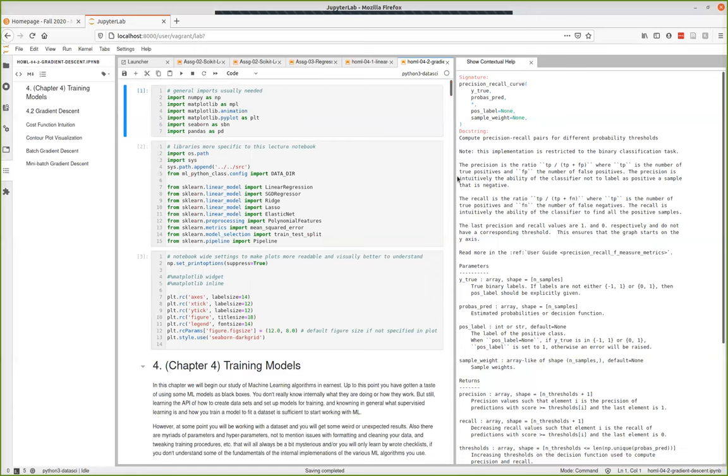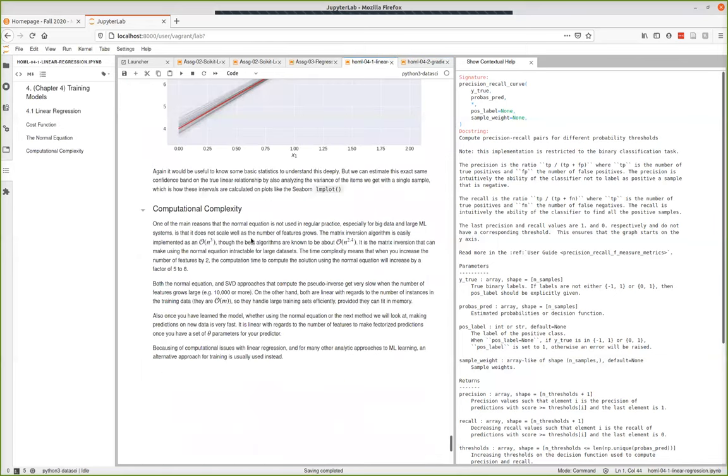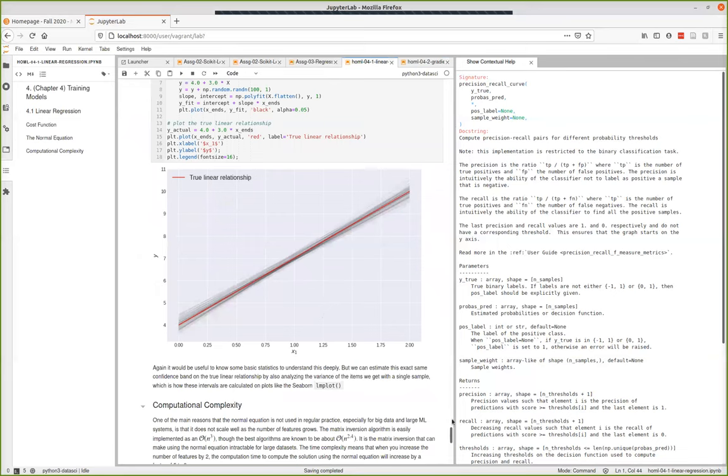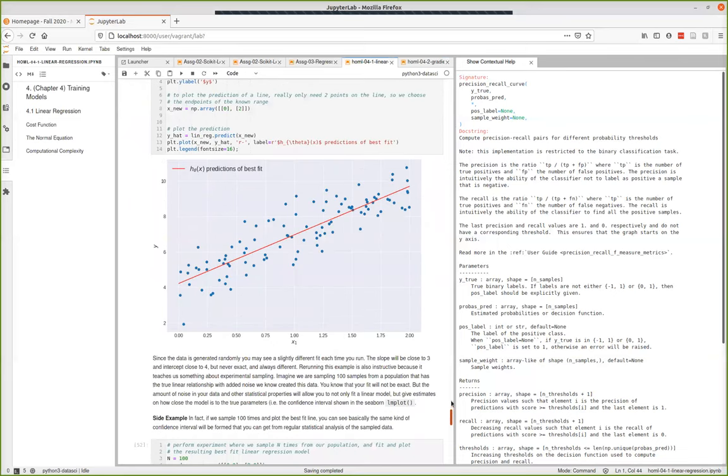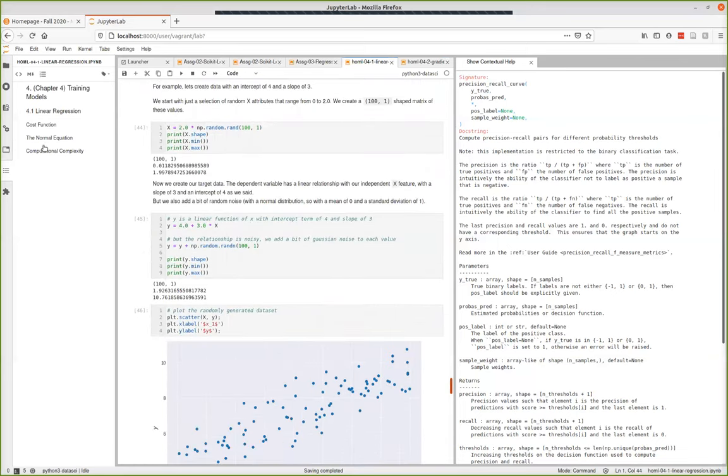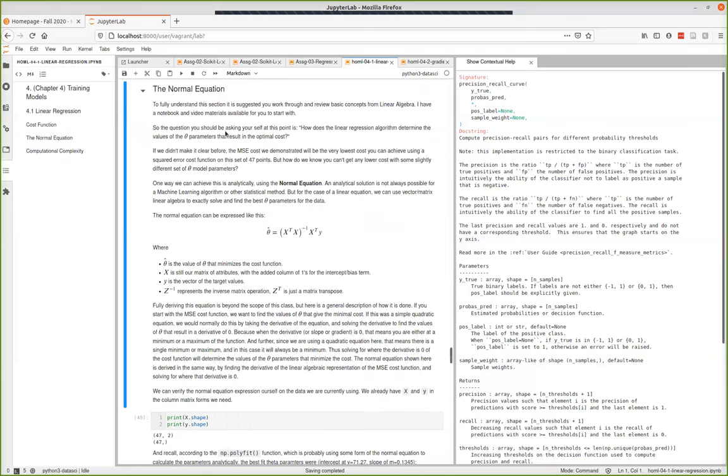So the second topic of this week is gradient descent. Okay, so as I talked a little bit briefly, and our textbook talked a little bit briefly, there's various reasons why the normal equation we can't use in practice.